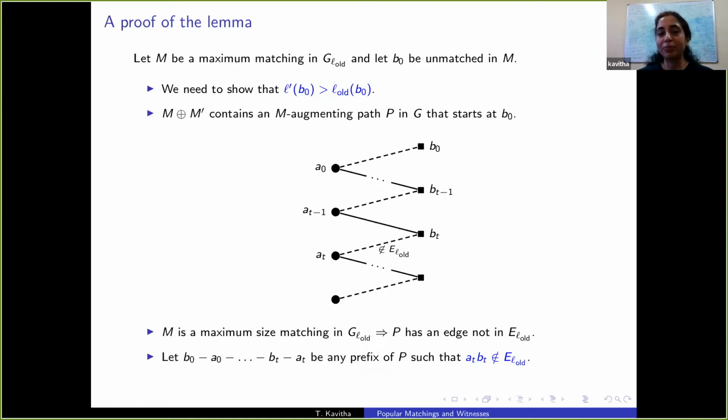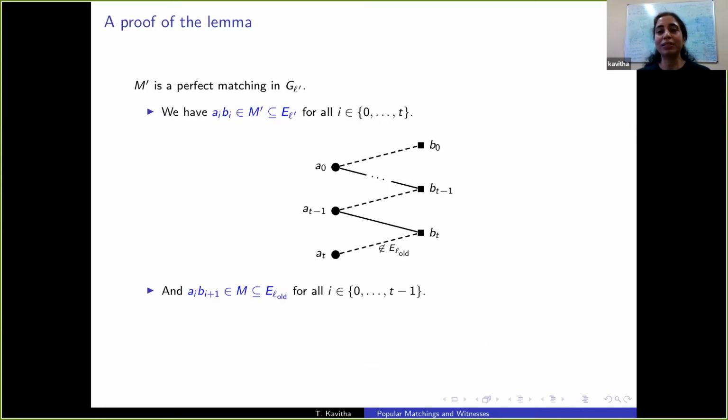So let's call that edge AtBt, and let's examine the prefix of this augmenting path: B0, A0, A1, B1, and so on and so forth. And the last edge, let's terminate this augmenting path at this edge BtAt. So as shown in the figure, just start from the top, B0, A0, and let's focus till the last edge BtAt. This edge is not present in our subgraph G sub L old. M prime is a perfect matching in the corresponding subgraph G sub L prime. If you look at this figure, the dashed edges are in M prime, the solid edges are in our matching M.